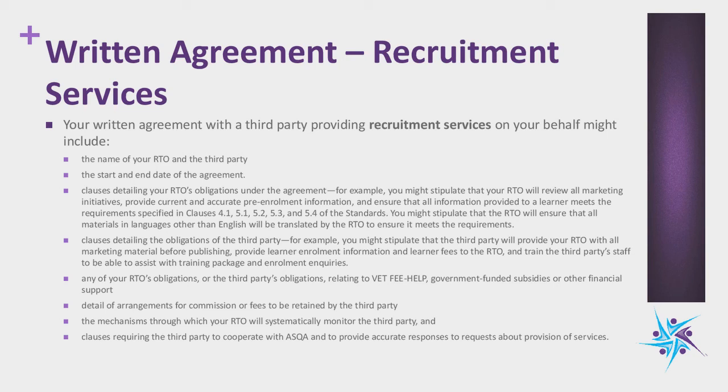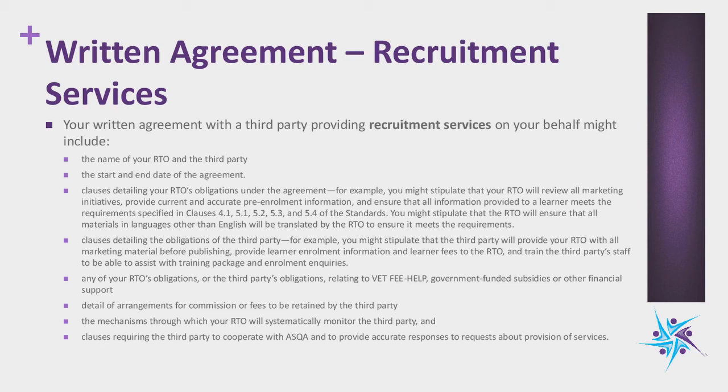You might stipulate that the RTO will ensure that all materials in languages other than English will be translated by the RTO to ensure it meets the requirements. Clauses detailing the obligations of the third party. For example, you might want to stipulate that the third party will provide your RTO with all the marketing material before publishing, provide learner enrollment information and learner fees to the RTO, and train the third party's staff to be able to assist with the training package and enrollment inquiries.